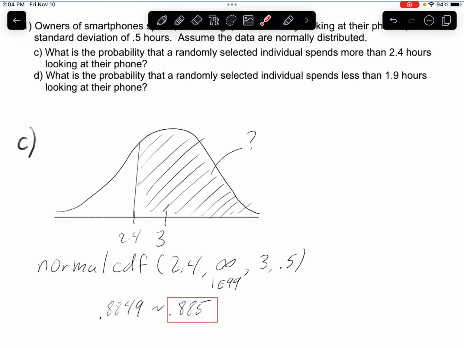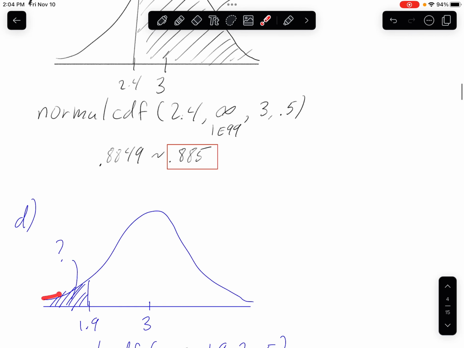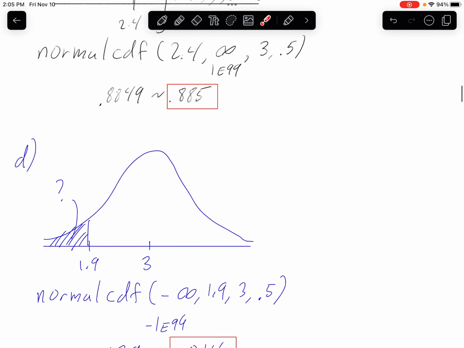Moving on to part D, the main difference in this question, aside from the data value it's asking for being different, the main difference here, it says the words less than that data value, so strictly less than. So let's draw the same normal distribution curve, center it at 3, and this time we're going to put a data value of 1.9, still to the left of 3 somewhere, and we'll shade in this time the area to the left of this because it says less than. So the normal CDF function now is going to have a negative 1 E99 for the lower boundary, 1.9 for the upper, and then 3 and 0.5, the same as before.